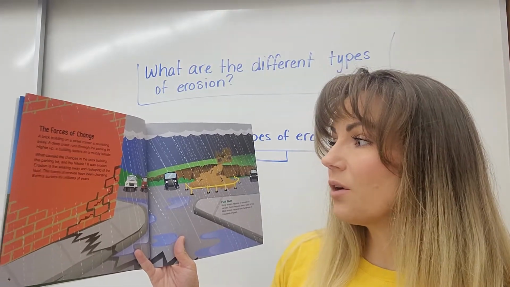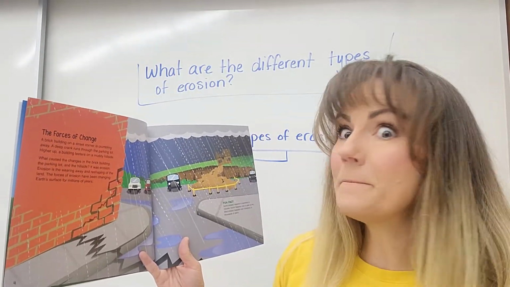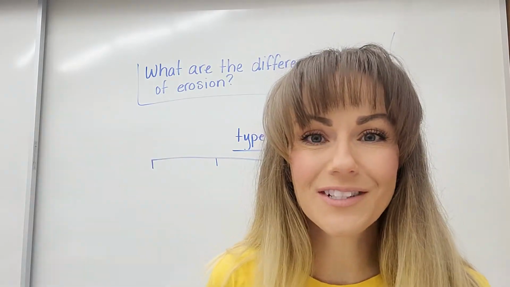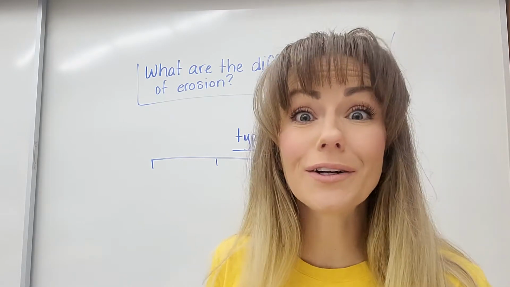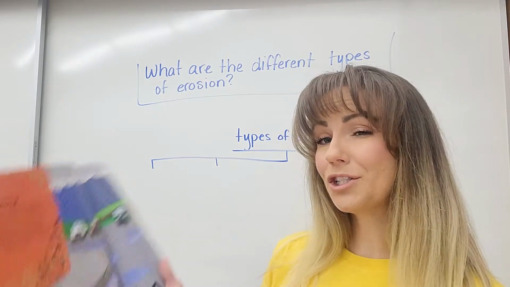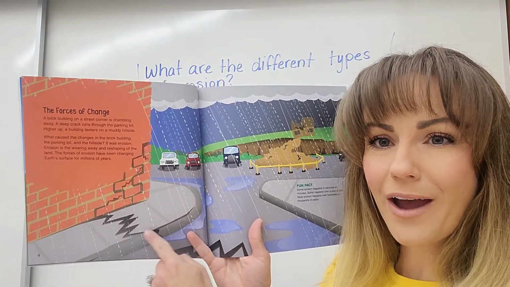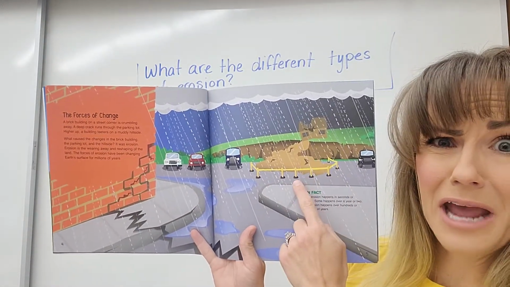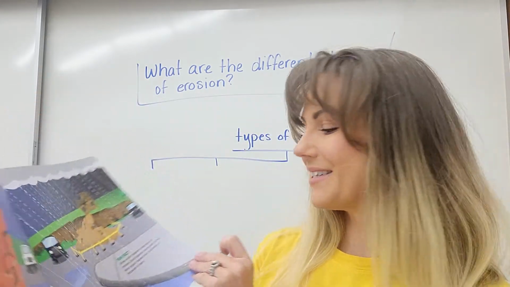The forces of erosion have been changing Earth's surface for millions of years. Do you guys know another word for Earth's surface? The crust. Yes, the crust of the Earth is constantly changing. One way it's changed is through erosion. You see that? The brick building, the crack on the ground, the hillside with the house that's about to slip down. Erosion causes changes to our Earth's crust.